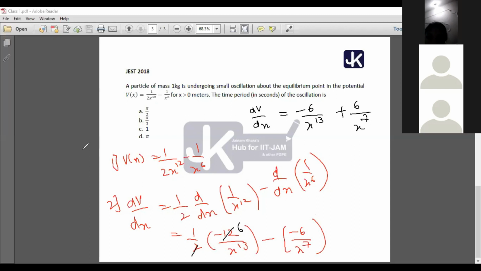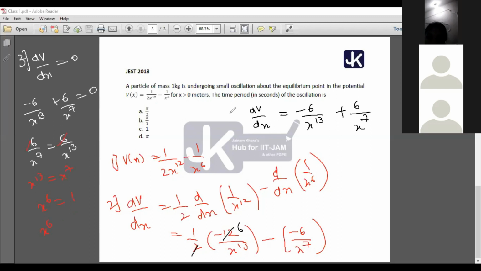Second step, we equate dv by dx with 0. So let's do this. Minus 6 upon X raised to 13 plus 6 upon X raised to 7 is 0, everybody. So 6 upon X raised to 7 equals 6 upon X raised to 13. And what do we get? 6 gets cancelled. X raised to 13 is X raised to 7, or I can say X raised to 6 is 1, right?